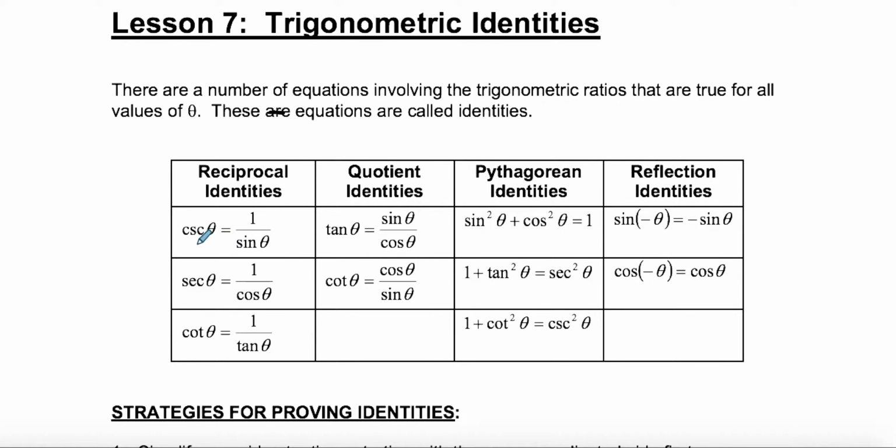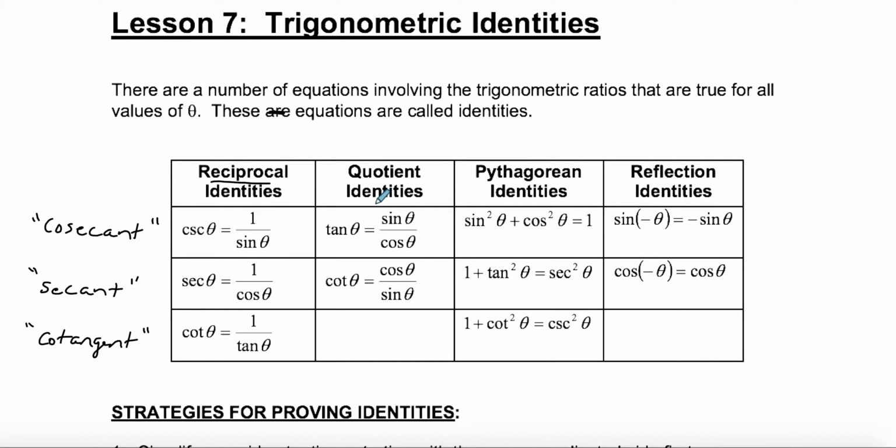This is called cosecant. So they're just saying cosecant of an angle is actually the reciprocal identity. So cosecant of an angle is the same thing as 1 over sine theta. Secant is the same thing as 1 over cos theta, and cotangent is 1 over tan theta. So these are just special names for the reciprocals of the trig ratios that we already know.